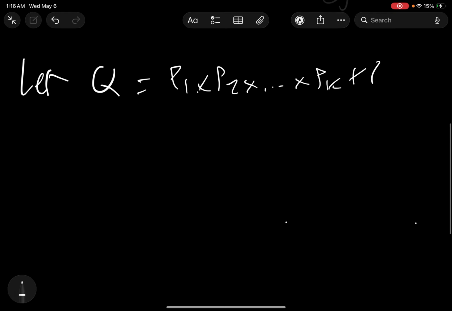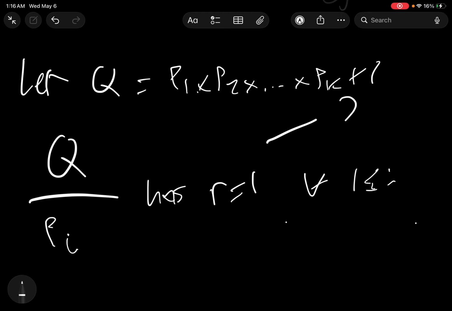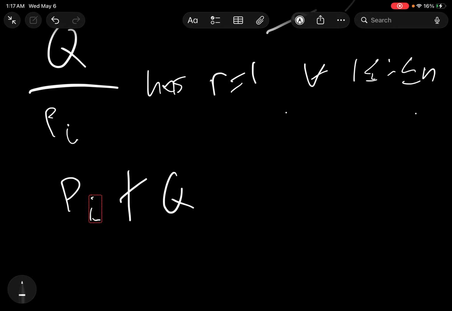And then we're going to observe that if we take q and divide it by any of these prime numbers, it's going to have remainder 1 because of this 1 here, for any of those prime numbers, so for any i between 1 and n. So this means that no prime number goes into q, and that means that q itself is prime.